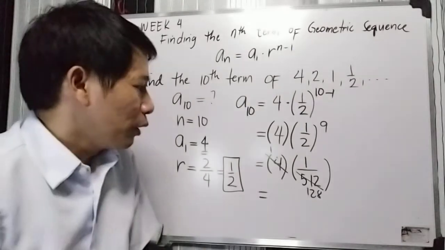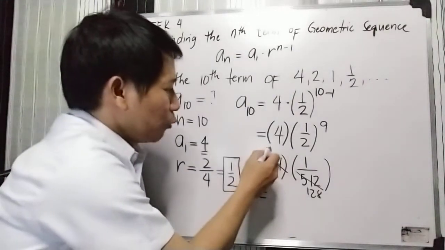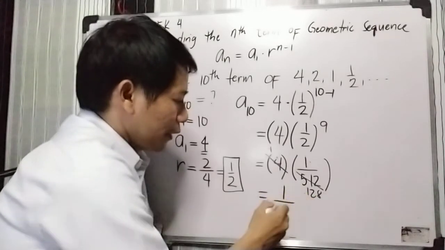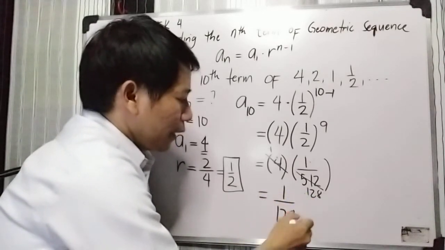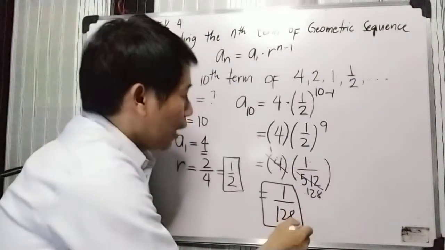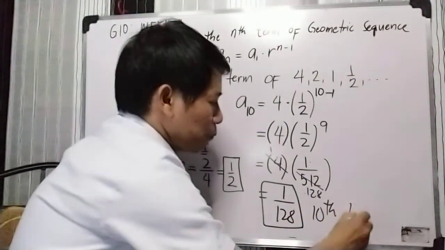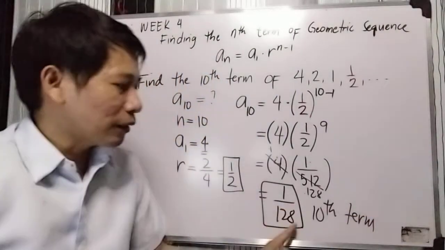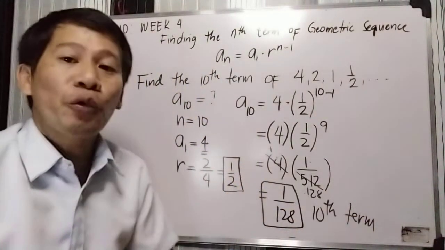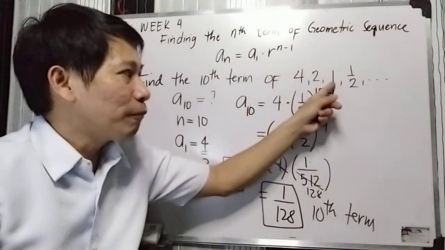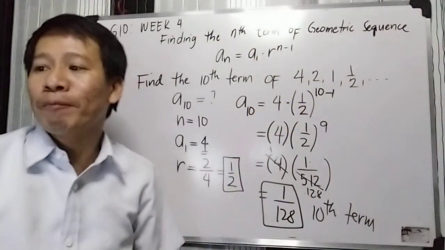So what remains? We have 1 times 1. The answer is 1 over 128, and this will be our 10th term. So yan ang 10th term, or a sub 10, nung ating given geometric sequence 4, 2, 1, 1/2, and so on and so forth.